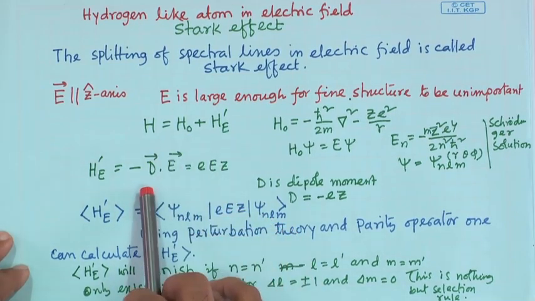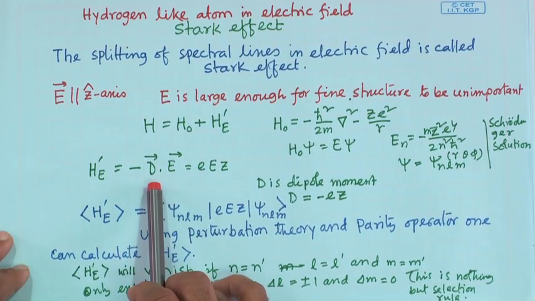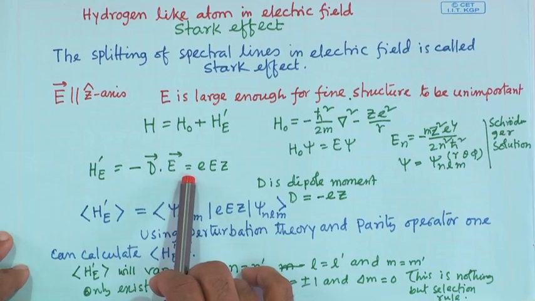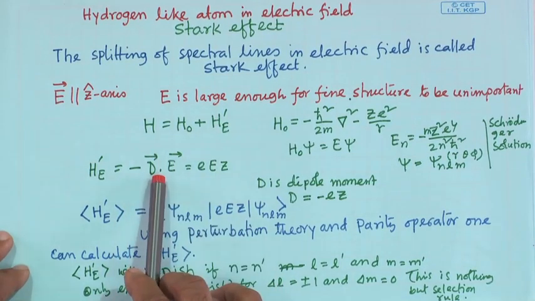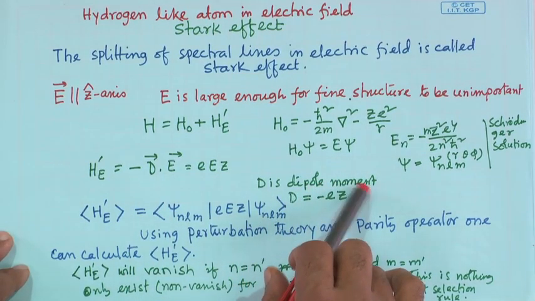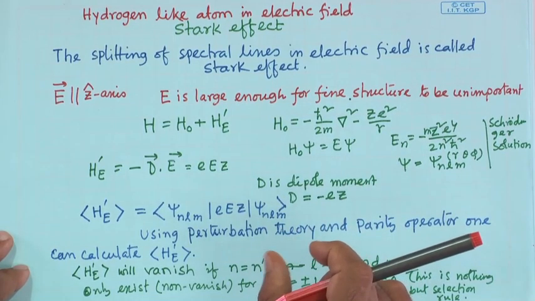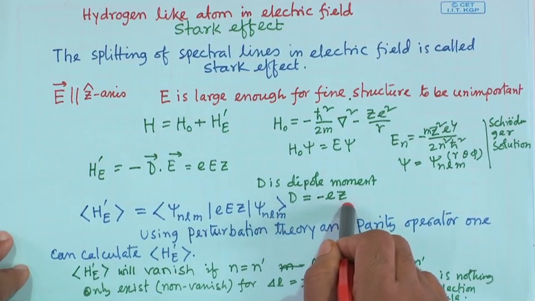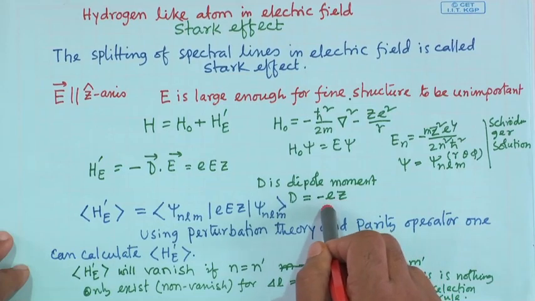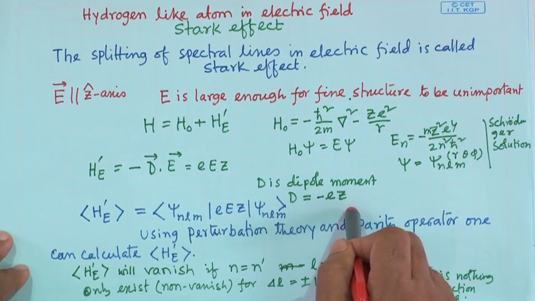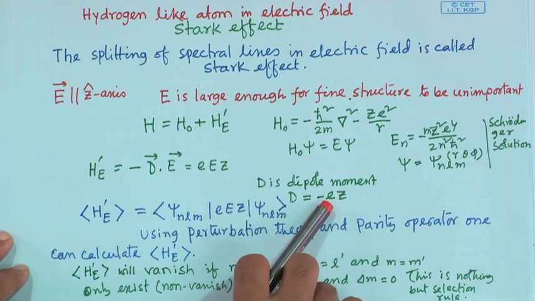So, similarly here in case of electric field, the electric dipole moment term is D dot E, which is similar to the magnetic interaction term. D is nothing but the dipole moment. Dipole moment is two charges separated by a distance. Now, we are considering the z direction, so we have taken that distance z. The electronic charge is minus e, so we write minus e z. That is the dipole moment of the electron in a hydrogen-like atom.